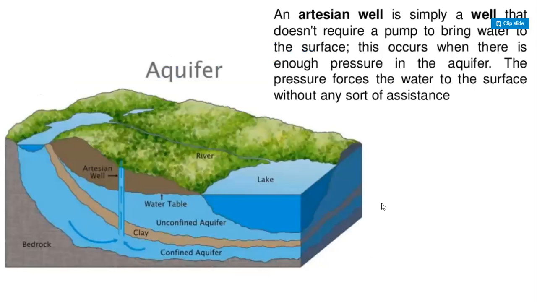Guys, here an artesian well is simply a well that does not require a pump to bring water to the surface. This occurs when there is enough pressure in the aquifer. The pressure forces the water to the surface without any sort of assistance.